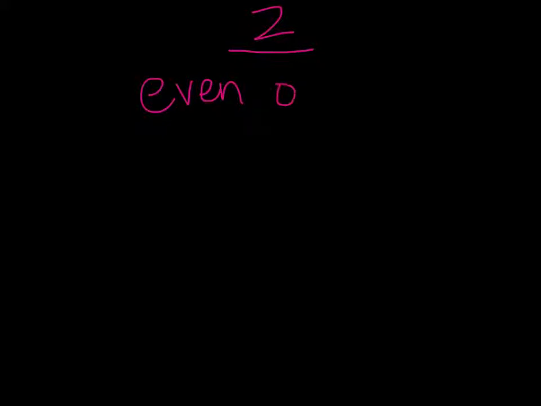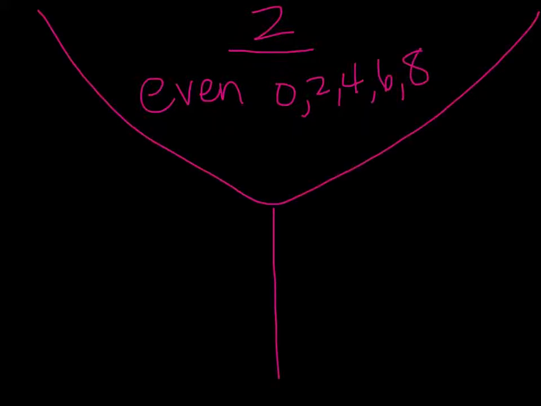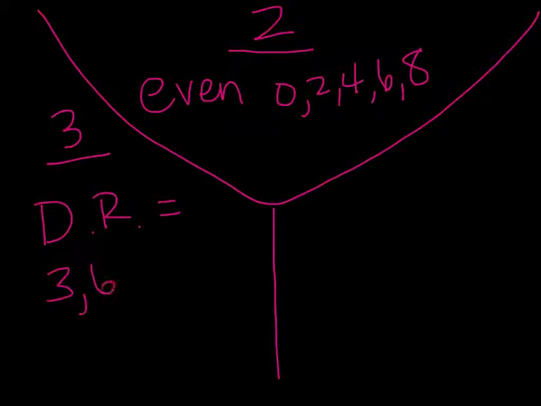First, we have the number 2. Any number is divisible by 2 if it is even. This means any number that ends with the numbers 0, 2, 4, 6, or 8. Next, we have the number 3. Any number whose digital root is equal to 3, 6, or 9 is divisible by 3.